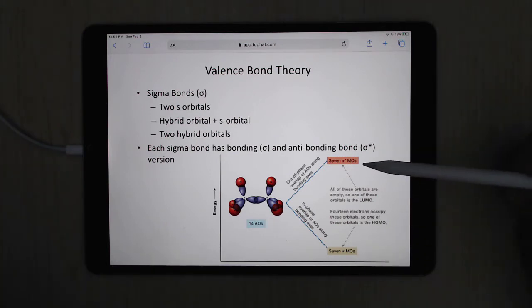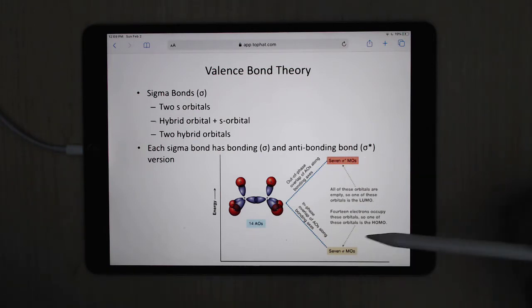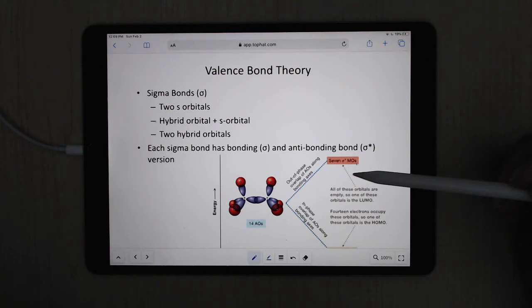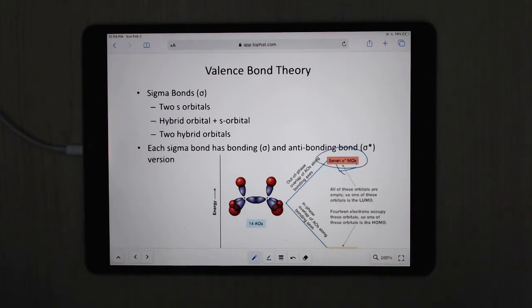Conversely, the sigma antibonding, the sigma star, because these are the lowest, right? There's a conservation of energy. If these are the lowest, then these have to be the highest. These sigma star antibonding have to be the highest.